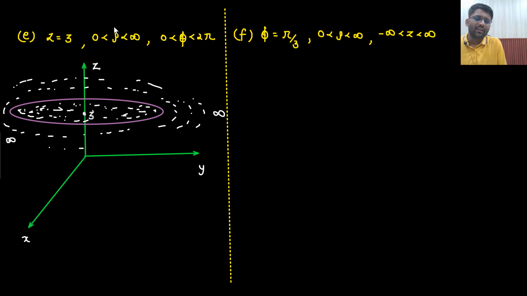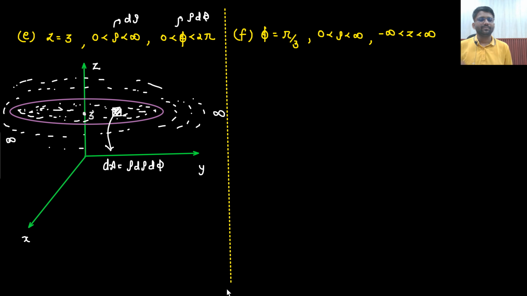Similarly here, who is varying? Rho is varying, and phi is varying. So what is the small distance? Rho d phi. If I take this small portion, what will be dA here? The dA will be nothing but rho d rho d phi. Curvature distance would be rho d phi, and the radial distance will be d rho.